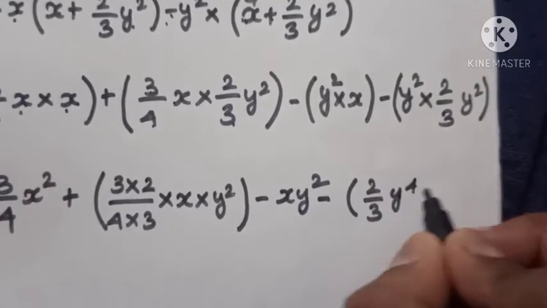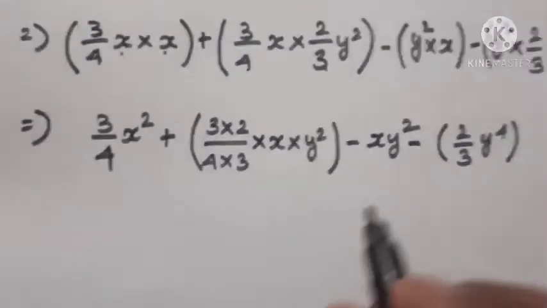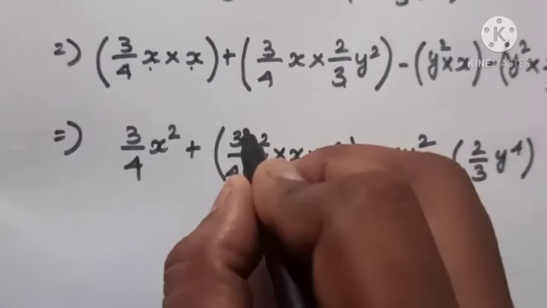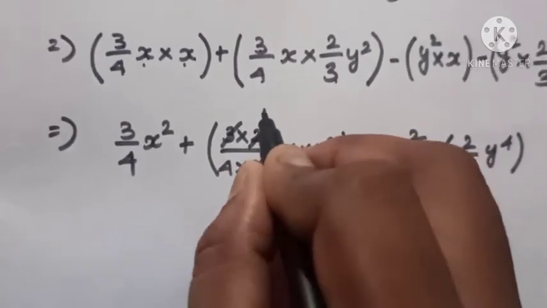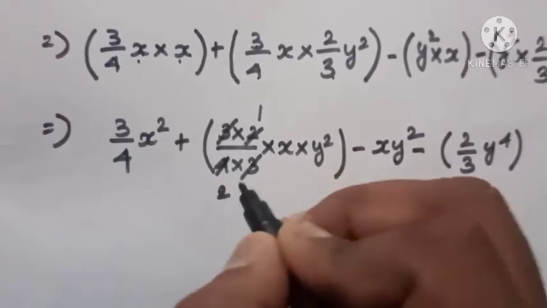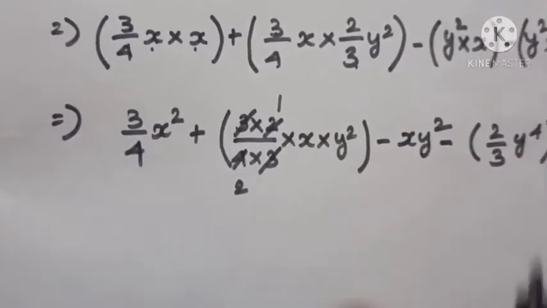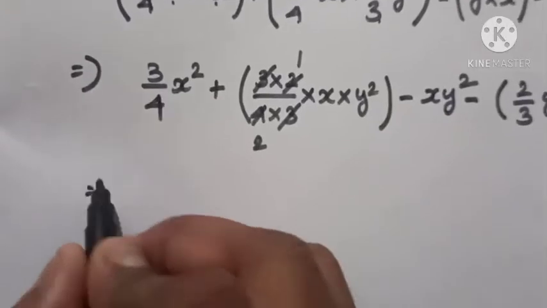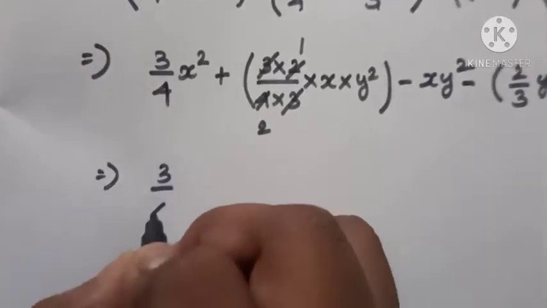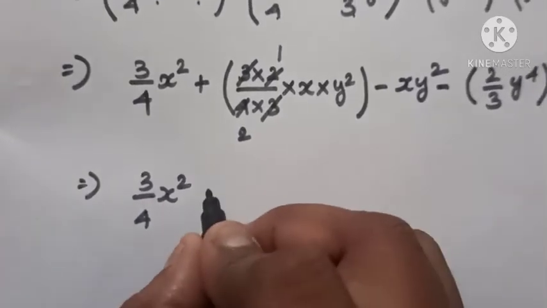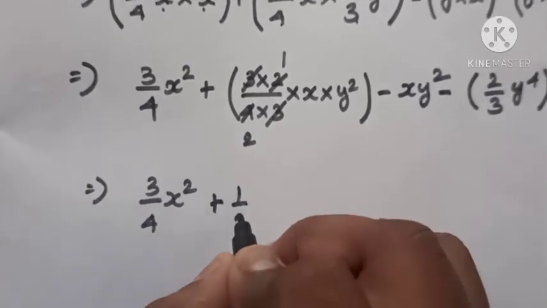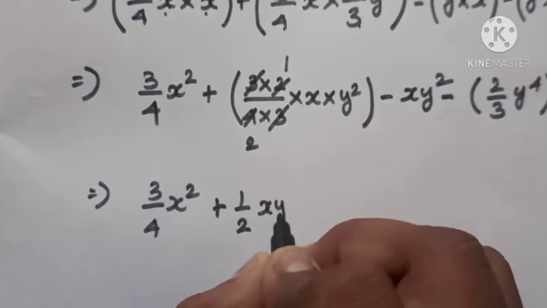y to the power 4. So now you can see in this fraction, this 3 and this 3 will get cancelled, and 1 2s are 2, 2 2s are 4. So now you get the fraction 1 by 2. So finally we get 3 by 4 x square as the first term, plus 1 by 2 x y square.